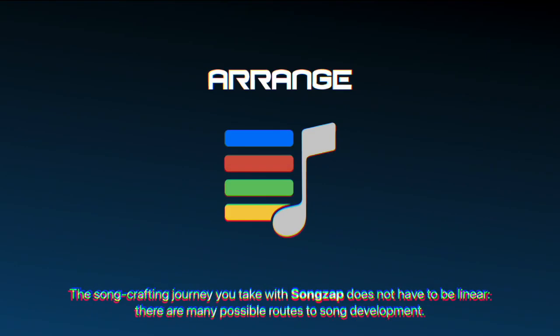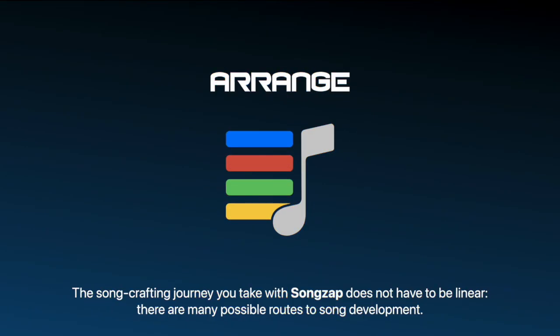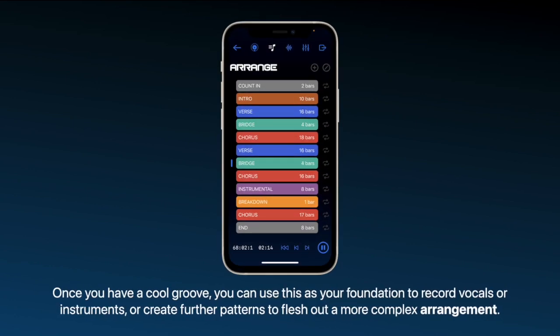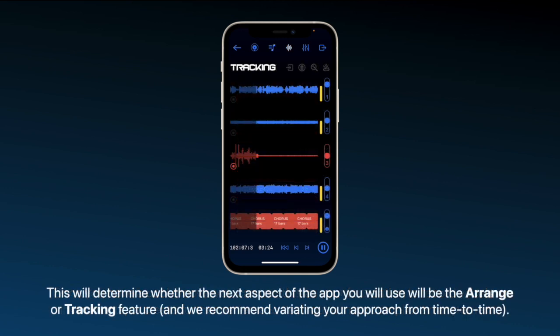Arranging. The song crafting journey you take with Songzap does not have to be linear. There are many possible routes to song development. Once you have a cool groove, you can use this as your foundation to record vocals or instruments or create further patterns to flesh out a more complex arrangement. This will determine whether the next aspect of the app you will use will be the arrange or tracking feature.